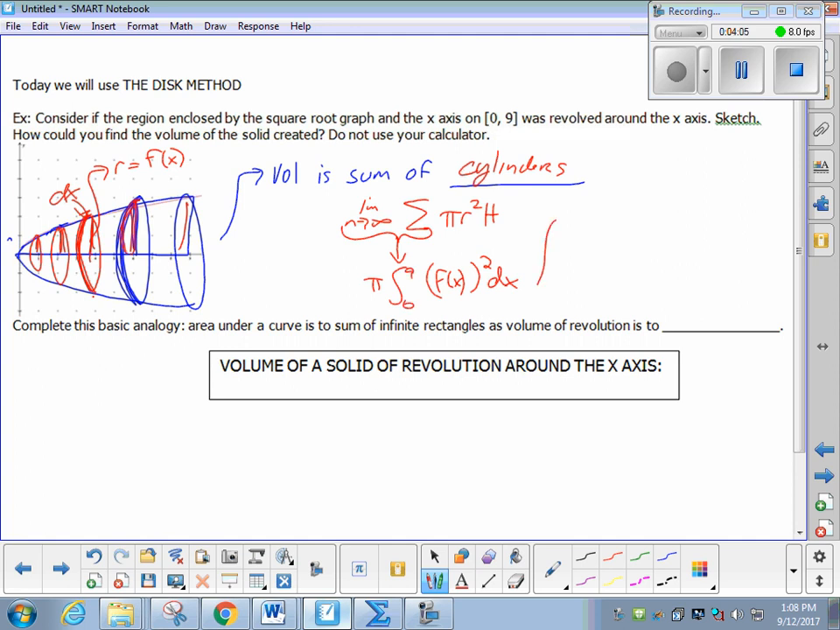With that said then, if the function is the square root of x, and the radius is squared, then what's the antiderivative? Yeah, the function squared is just x, which integrated is 1/2 x squared from 0 to 9. So my volume is 81 pi over 2.